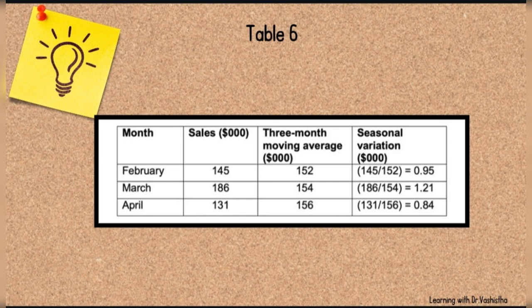With the multiplicative model, the 3 seasonal variations add to 3. If we add 0.95 plus 1.21 plus 0.84, it comes to 3. Why? Because it's a 3-month average. Had it been a 4-month average, the 4 seasonal variations would add to 4. Again, if this is not the case, the adjustment shall be made accordingly.